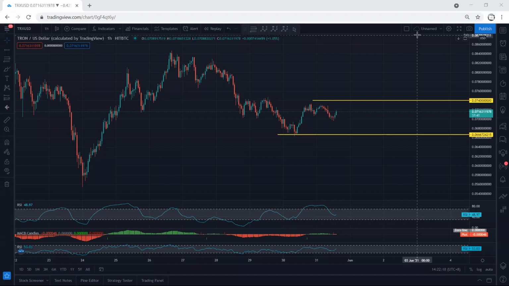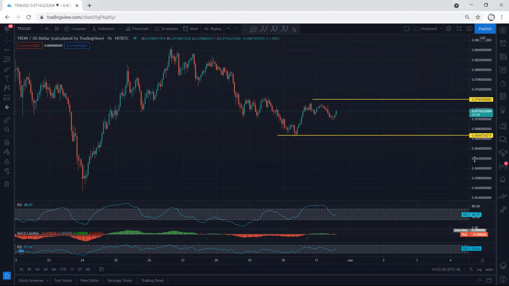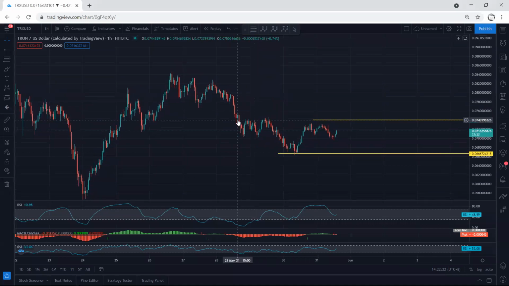TRX, we start with the 1 hour chart. I just want to give a quick update. First of all, if you refer to our analysis, we have been looking for buy, and this is what we get. We put our target as 0.074, almost near to what we expected, because we mentioned we want to see the breakout of the target.